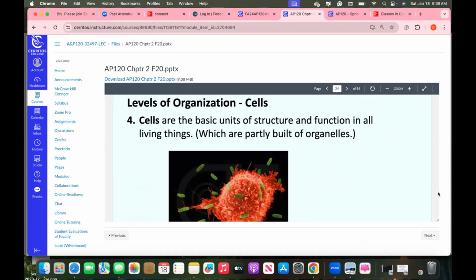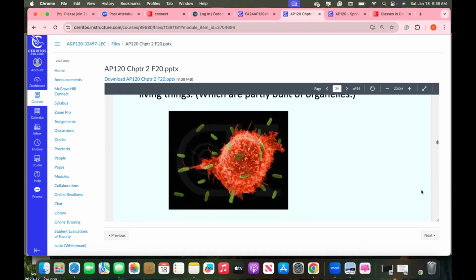Levels of organization. Cells. Cells are the basic unit of structure and function in all living things. So we have atoms, we have cells. They're partly built of organelles. Organelles are smaller organs that are within cells. We have tissues and we have organs that are part of our larger body systems, but organelles are found inside cells, okay? Okay, let's continue.